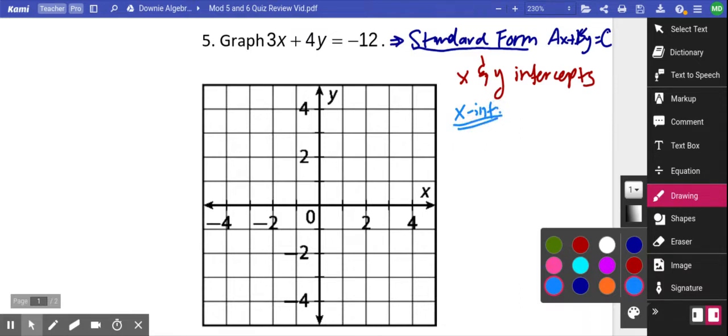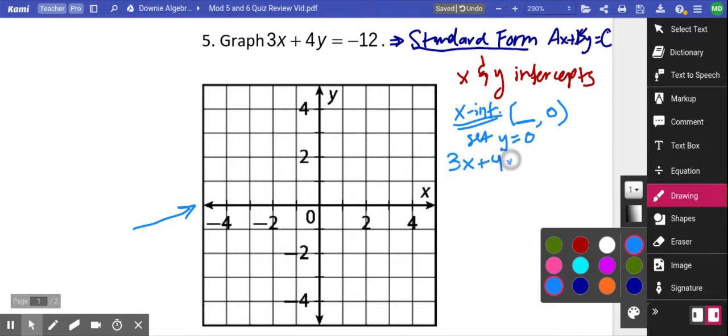If I want to solve for my x-intercept, that lies somewhere along my x-axis, which means my x moves, but my y is never going to go up or down. My y is going to be 0. So in order to solve for my x-intercept, I'm going to set y equal to 0. Let's see what happens. I'm going to rewrite my equation. 3x plus 4y equals negative 12. I'm going to set y equal to 0.